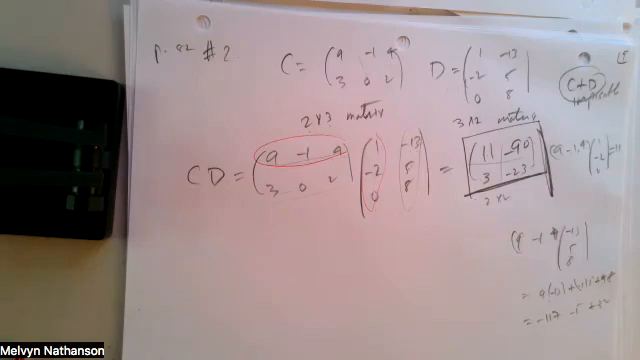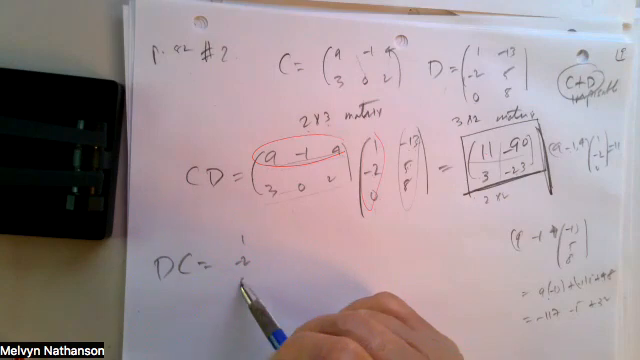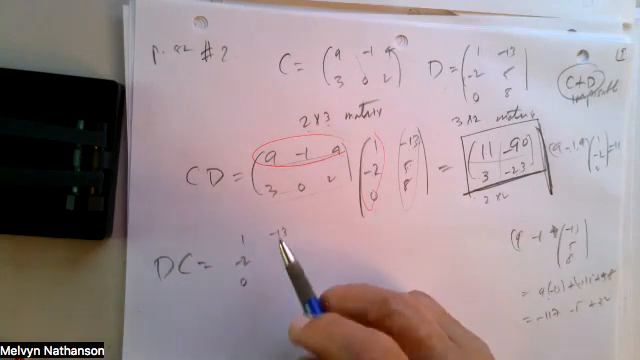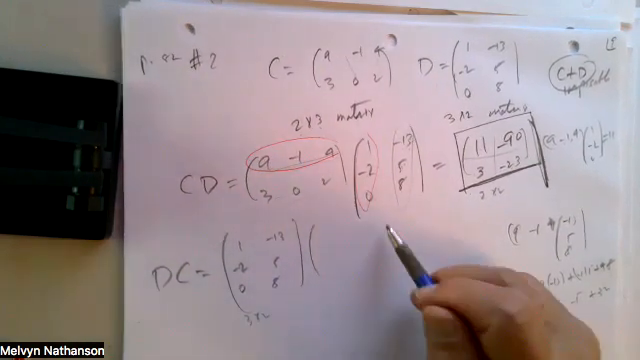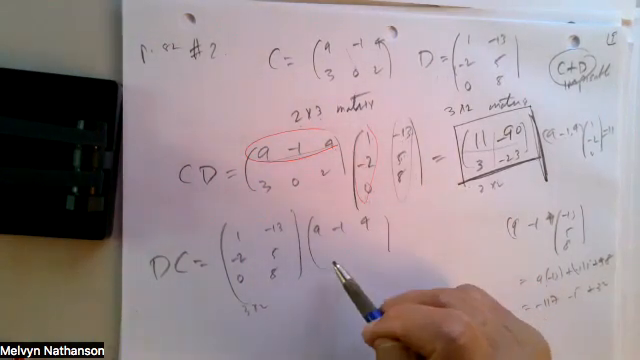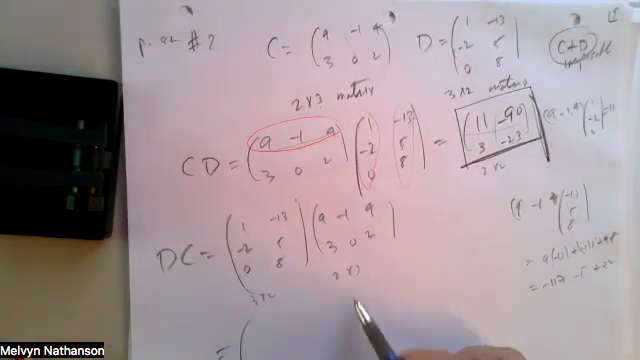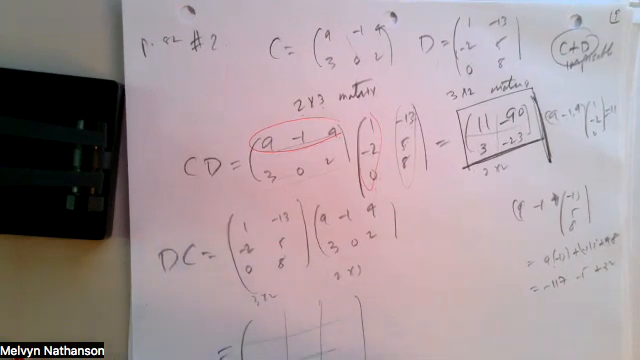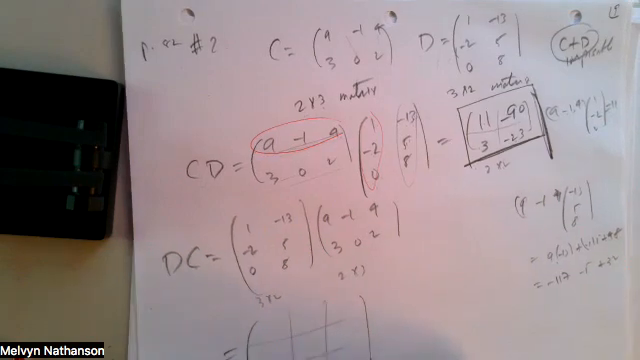Can we do DC? Let me finish. Sorry, DC, yes. So what about DC? So D is the matrix 1, minus 2, 0, minus 13, 5, 8. So this is a 3 by 2 matrix. And I'm multiplying it by C, 9, minus 1, 4, 3, 0, 2, which is a 2 by 3 matrix. And the product is going to be a 3 by 3 matrix, right? CD was a 2 by 2 matrix. DC is a 3 by 3 matrix.